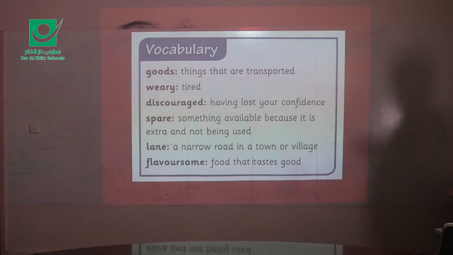Goods. Goods are the things that are transported. Weary: tired, discouraged, having lost your confidence. Spare. Something available because it's extra and not being used. Lane. A narrow road in a town or village. Flavoursome. Food that tastes good.